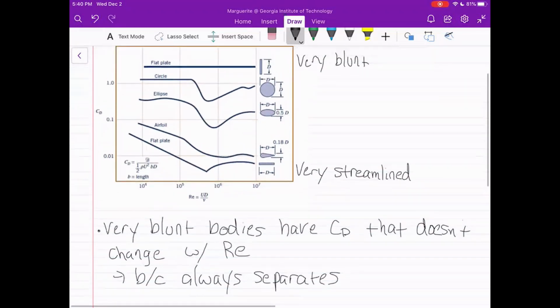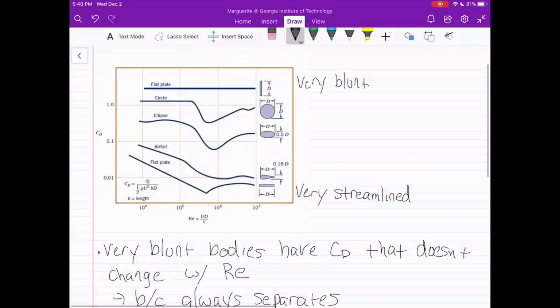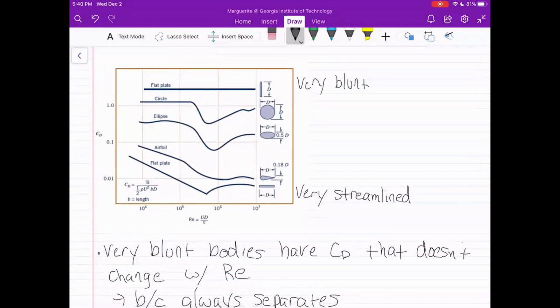And then as you move down and you get more streamlined, you might notice it happens pretty drastically. At first you still have a constant drag coefficient with the circle, and then it drops. And the same with the ellipse, it's a little more wavy, but then it drops. And then the airfoil and the flat plate, we're changing the whole way. And then these actually kind of start to increase. The coefficient starts to increase as you're increasing the Reynolds number, which is interesting, right? You might be asking yourself, why the heck is that happening?